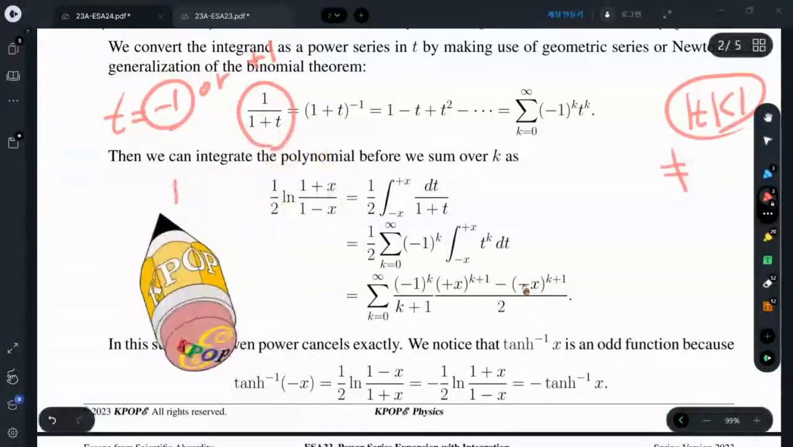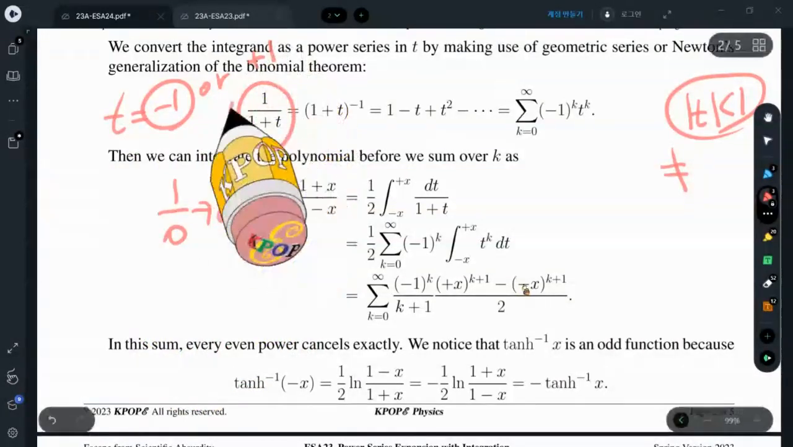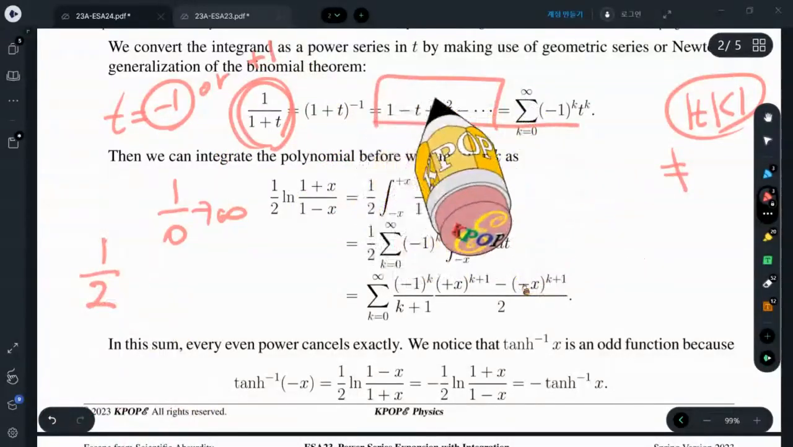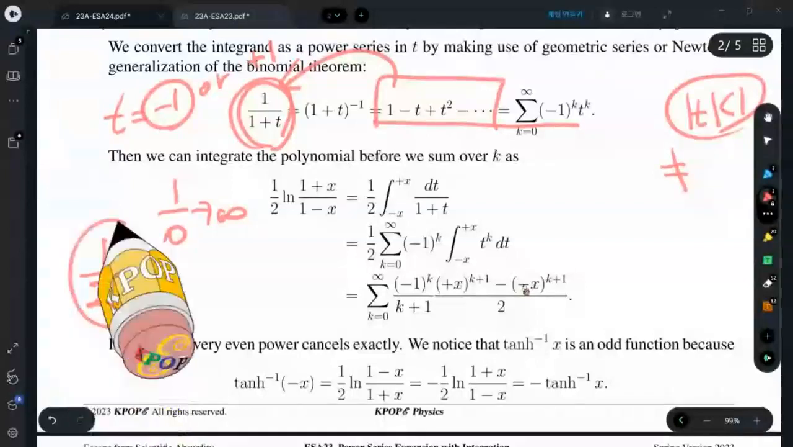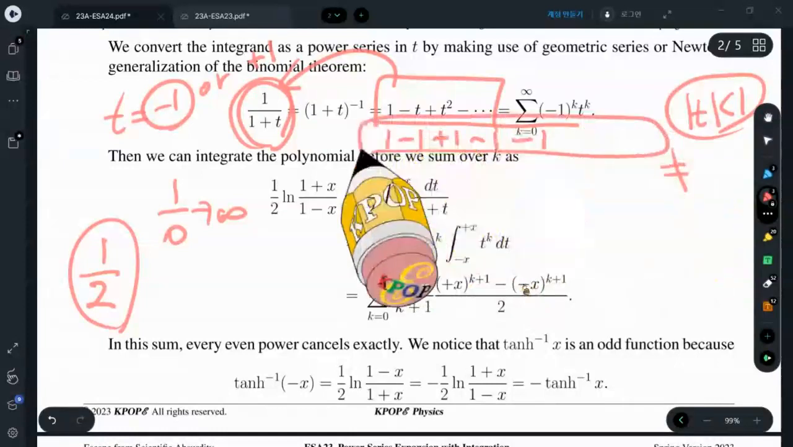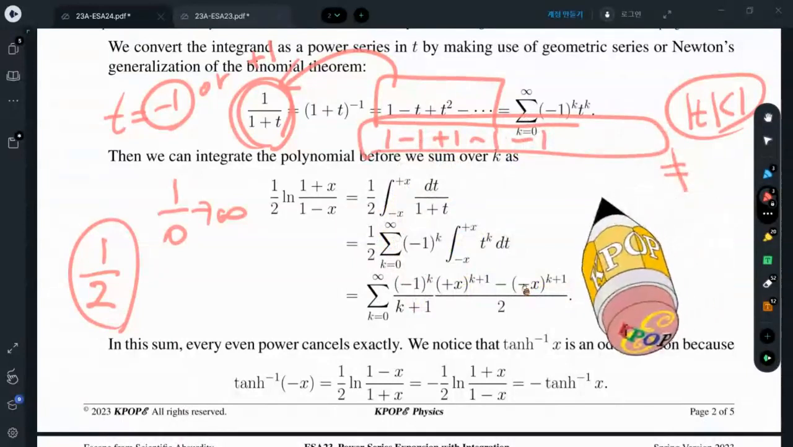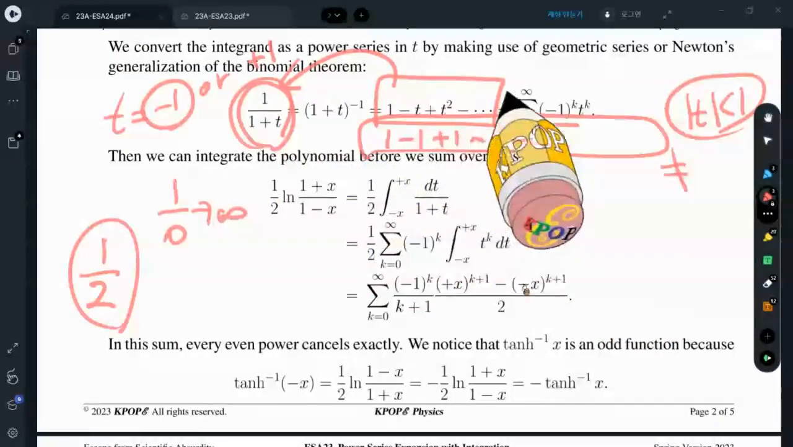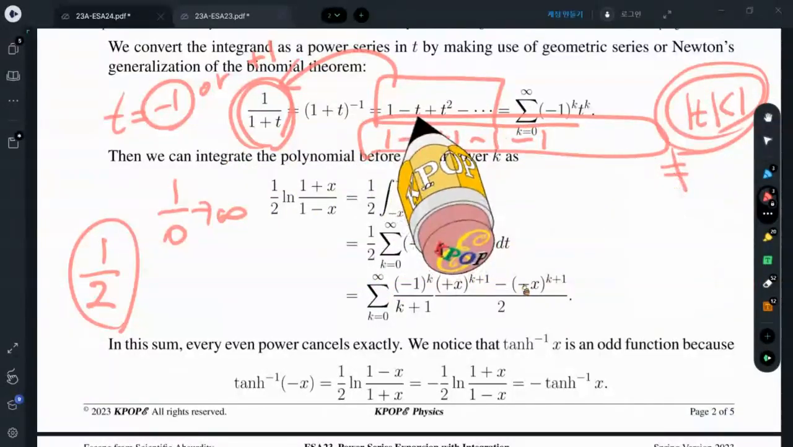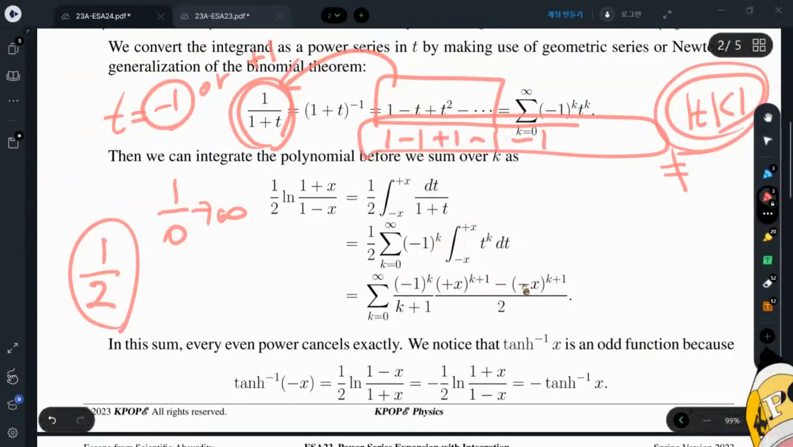If t equals minus 1, 1 over 0, it diverges. If t equals plus 1, the left-hand side is well defined. However, the power series representation of this fails because we have an oscillating series. So I have no way to add this. The right-hand side is oscillating. So this kind of power series expansion is convergent only if the absolute value of t must be less than 1.